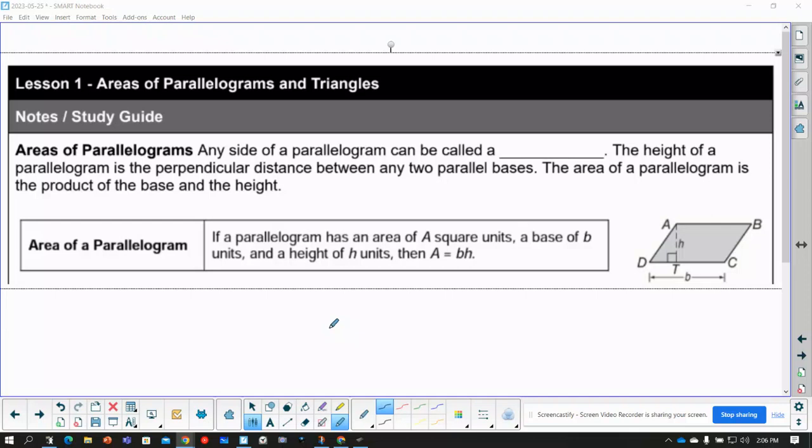Okay, Mr. Harmless here, and we're working on the first lesson of area of parallelograms and triangles. Okay, so area of parallelograms and triangles.